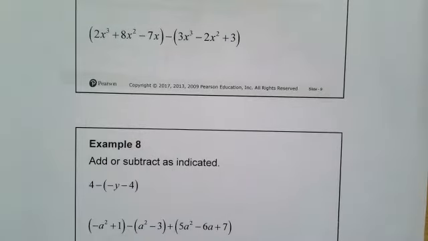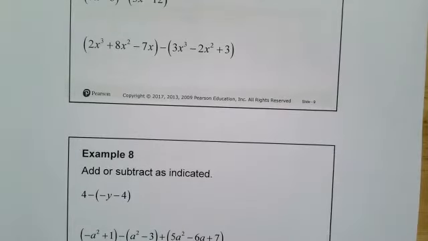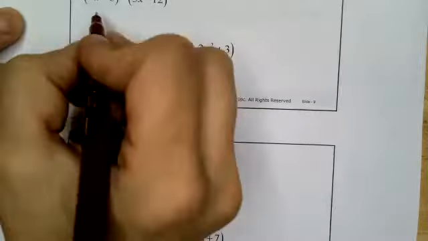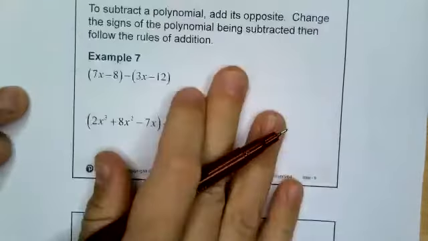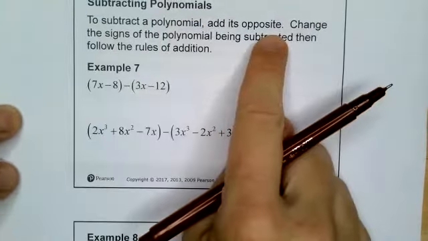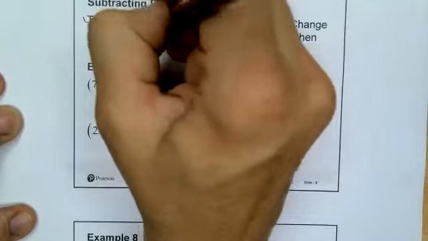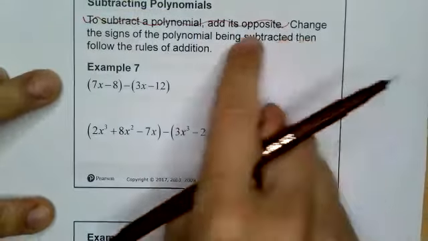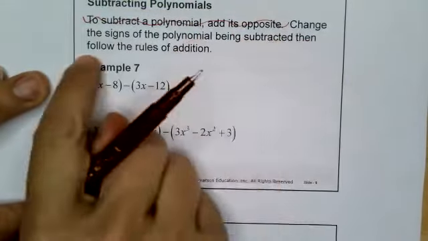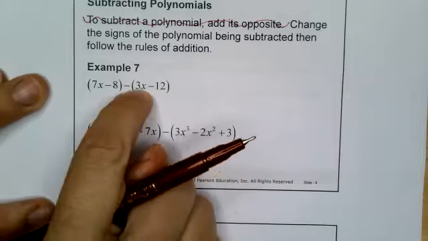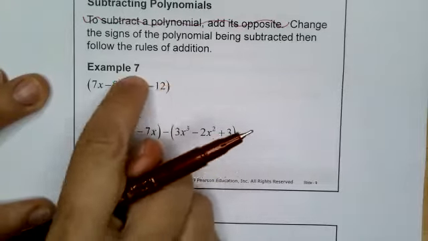To subtract a polynomial, add its opposite, or change the sign of the polynomial being subtracted and follow the rules of addition. That's not really helpful. Change the sign of the polynomial being subtracted and follow the rules of addition. That doesn't mean just put a negative here. It means change the sign of each term.